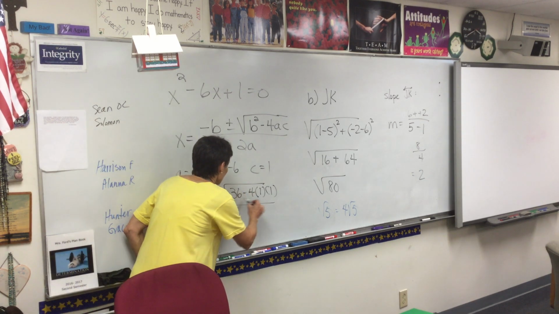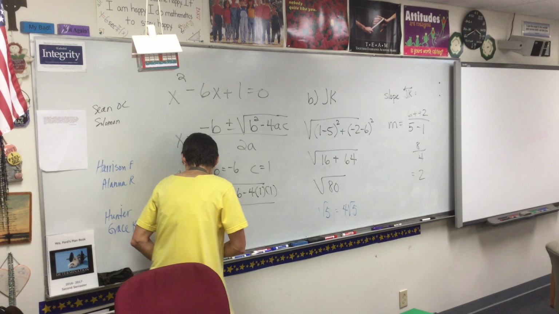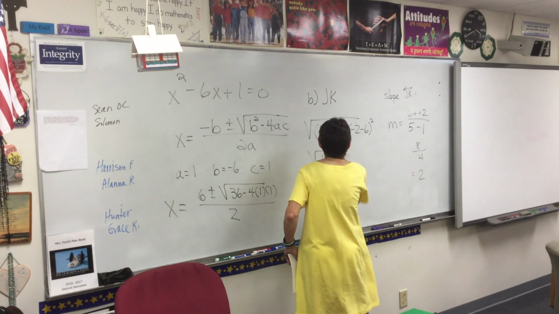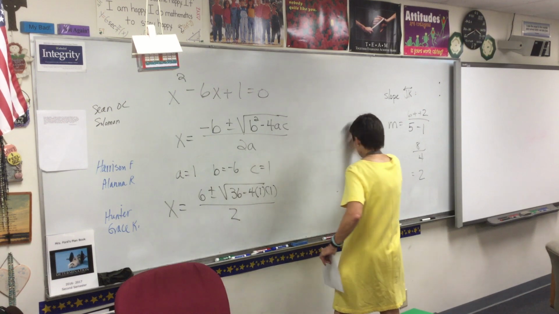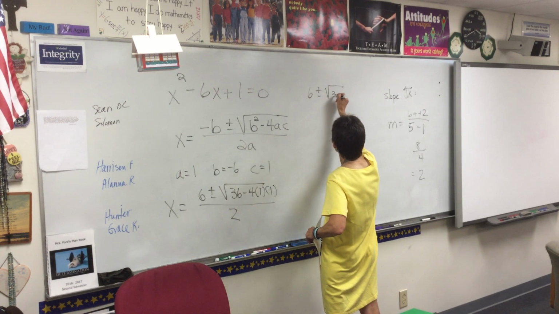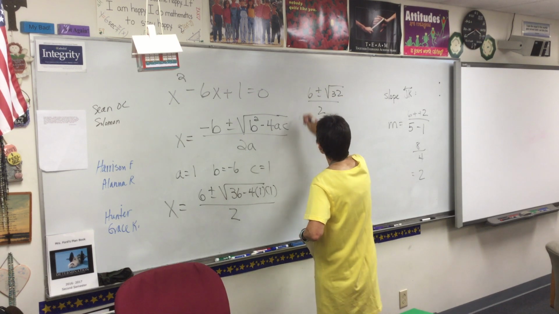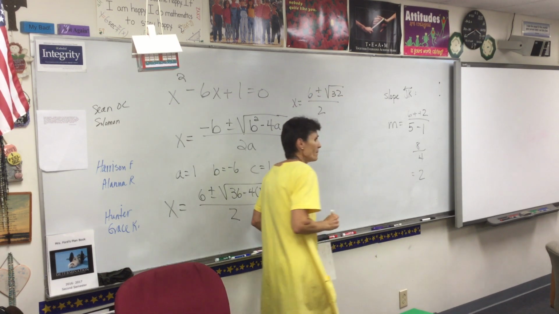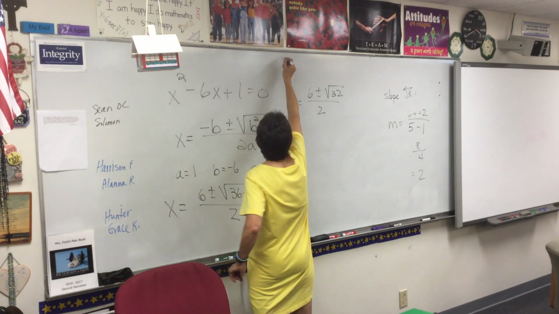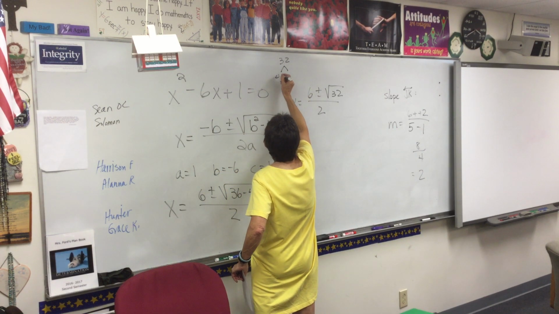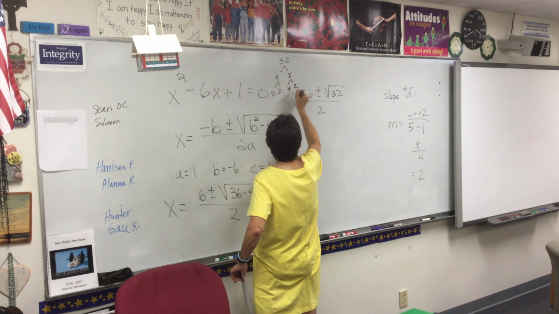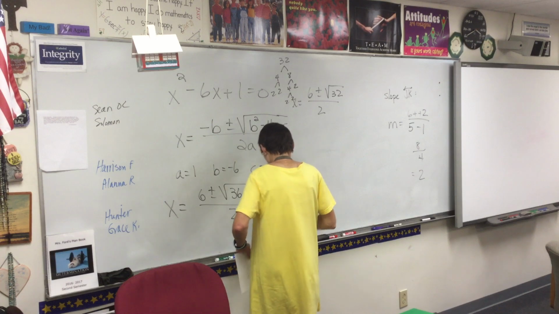What do we got under here? Let's do that arithmetic. What is that? 32. So now we have 6 plus or minus root 32 over 2. What about root 32? Does that one break down? Yes. Let's see, it's 4 times 8, which is 2 times 2, and 4 times 2, and 2 times 2.